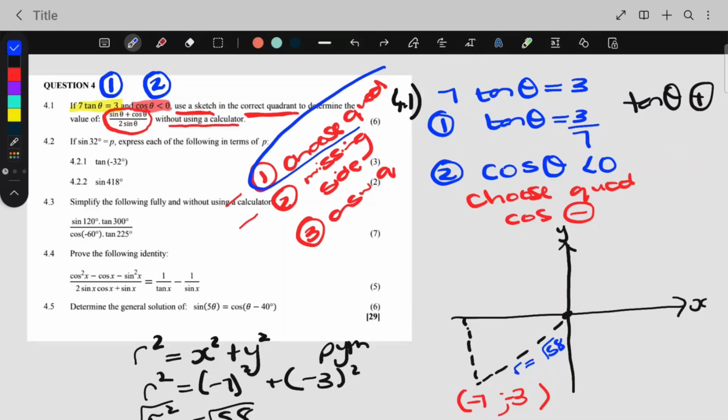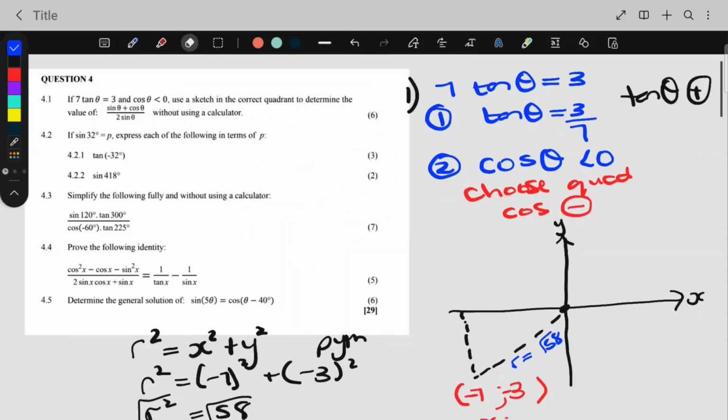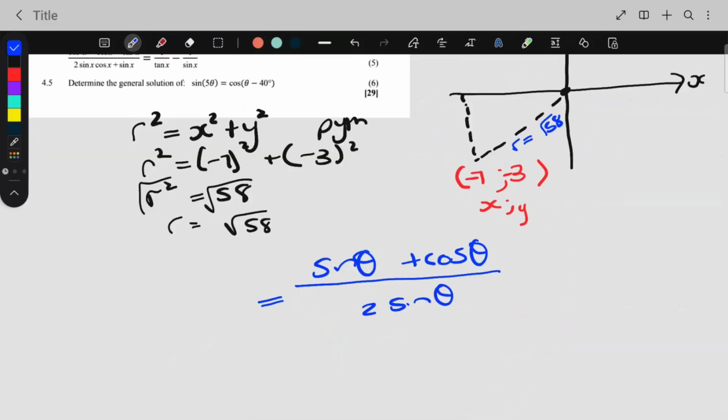So far you've chosen the quadrant, you've worked out the missing side, and only now we are looking at the question. Now I'm going to write my question down. This is the question. Calculate the value of this expression. So I'm going to write that expression down. This is now the question, eh? We are going to answer this.